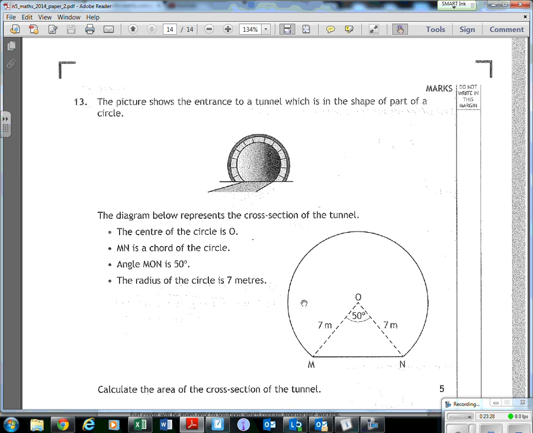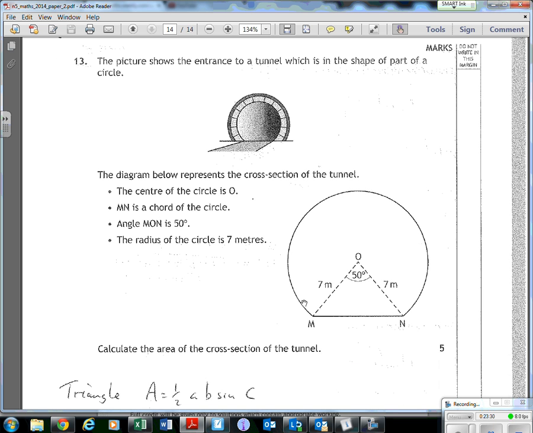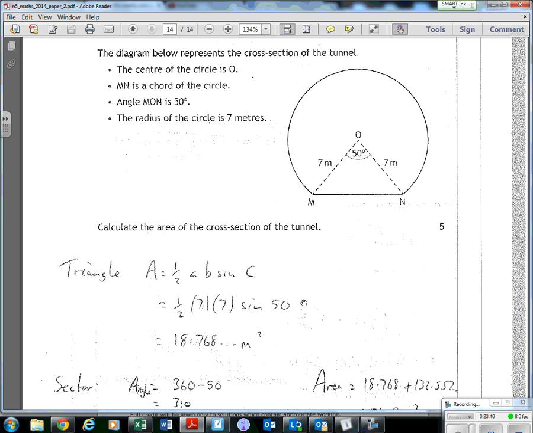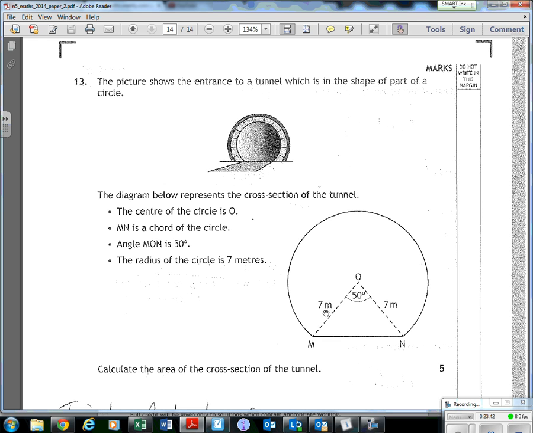Right, on to 13. The picture shows the entrance to a tunnel. The diagram below represents a cross-section of the tunnel. So it looks a little bit like the Pythagoras in a circle question, but it's not. They're actually asking you to find the area of the cross-section of this tunnel. In other words, the area of the shape.